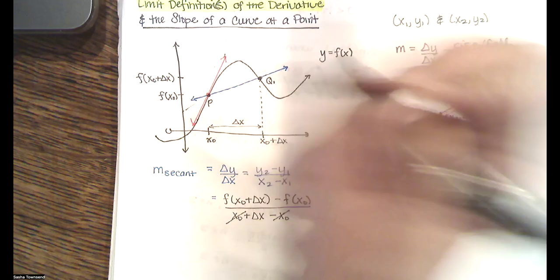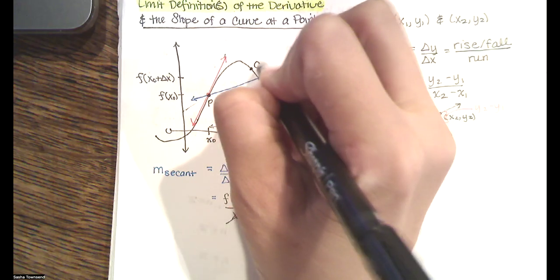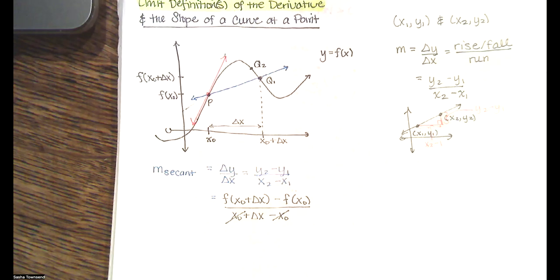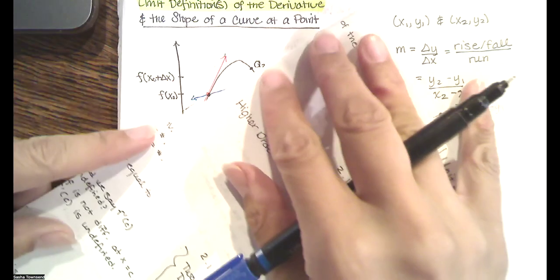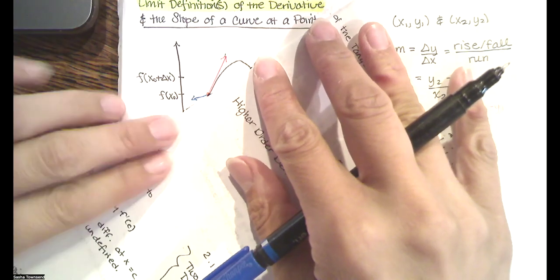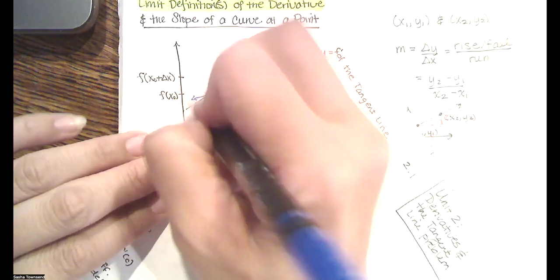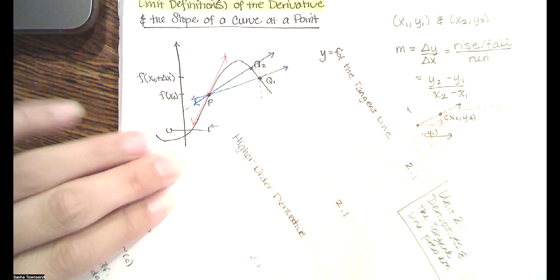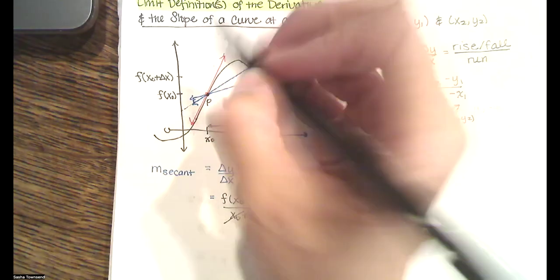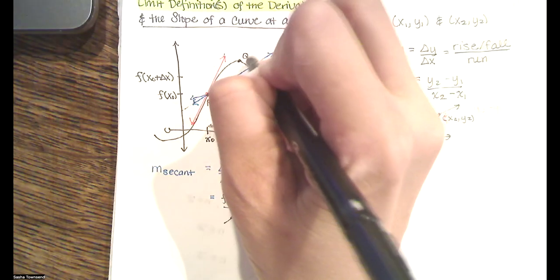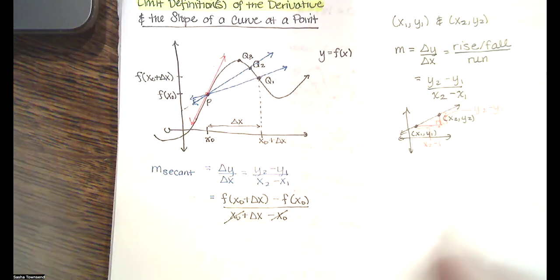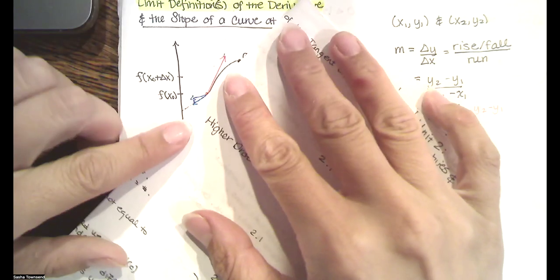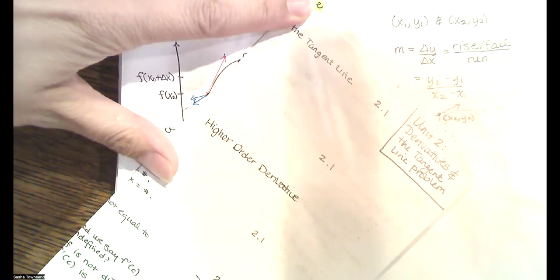So maybe that's my Q1. I'll call this Q2 and draw another secant line. And then we'll draw another secant line over there. And now remember, you're talking about the slope of these lines. You can see geometrically that these blue lines are approaching the red line.